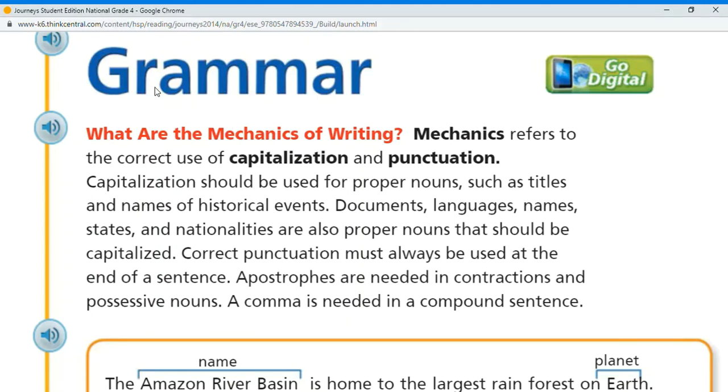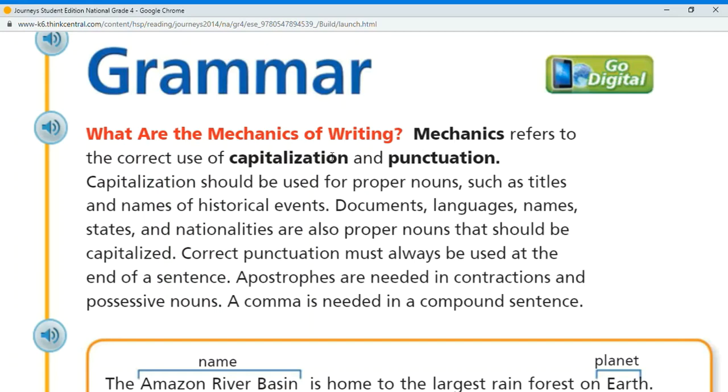Today our lesson is about grammar, specifically about what are the mechanics of writing. So please guys open your JTB page 764 and follow up with me please guys. So first guys we need to know the meaning of mechanics and what does it mean? So, mechanics refers to the correct use of capitalization and punctuation. So, when we use capitalization and punctuation correctly, this is what we mean by mechanics.